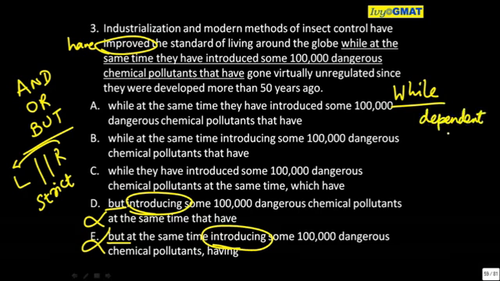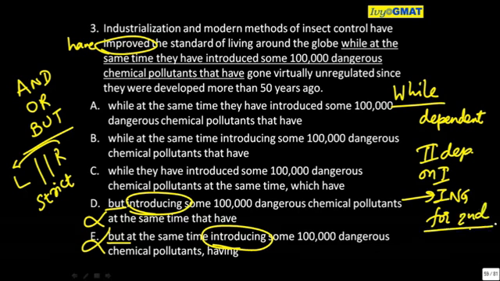The GMAT says very clearly one thing. If the second part is dependent on the first part, then we must use the ing form for the second part. How many options give me the ing form? Have introduced would be wrong here, and have introduced would be wrong here.